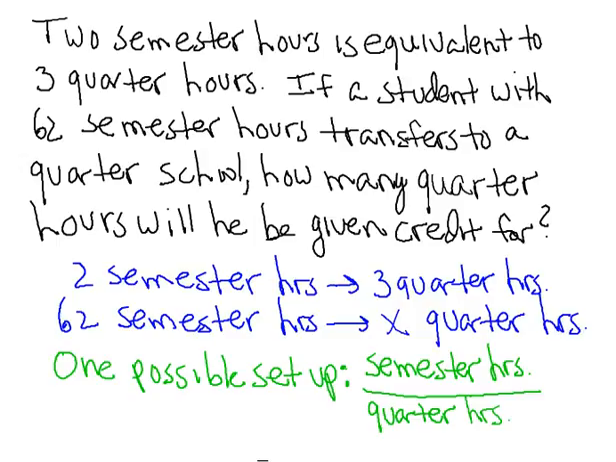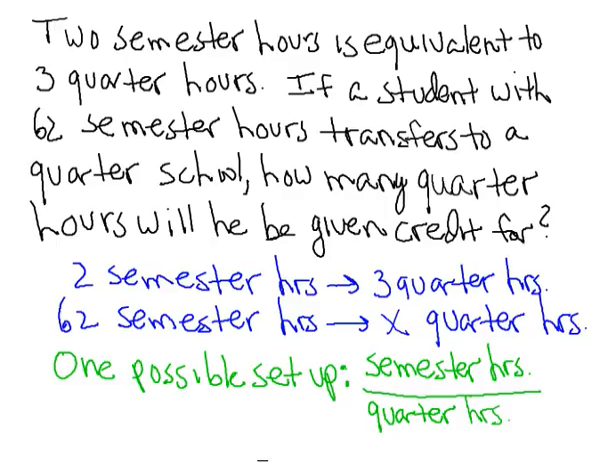It tells us that 2 semester hours is equivalent to 3 quarter hours, and if a student with 62 semester hours transfers to a quarter school, the question is how many quarter hours will he be given credit for. So I've simply stated in blue here the information in the problem. We're told that 2 semester hours is equivalent to 3 quarter hours, and 62 semester hours is equivalent to, we don't know, we'll call then X quarter hours.